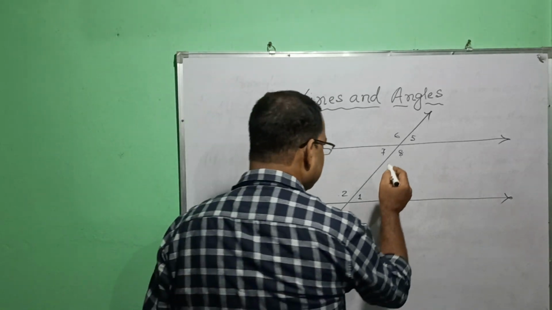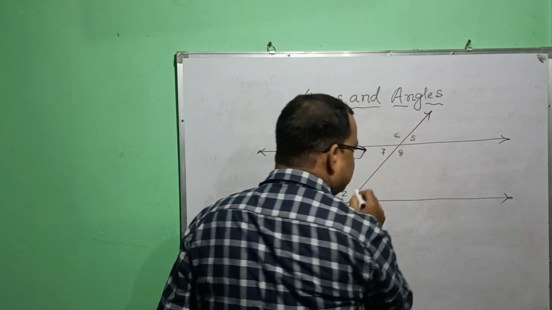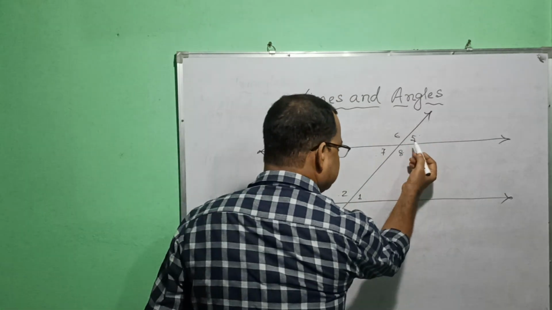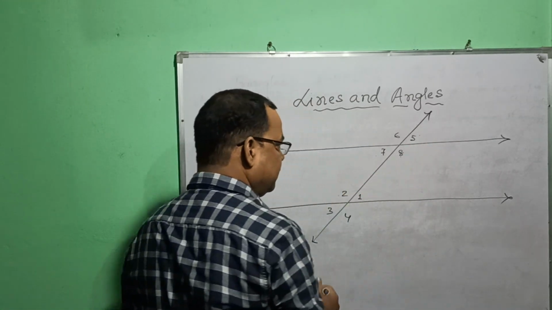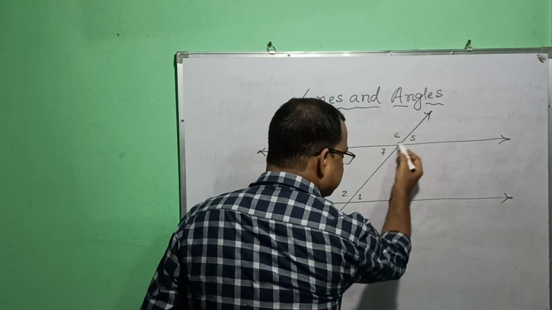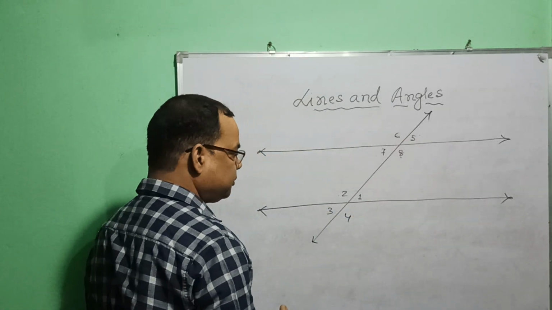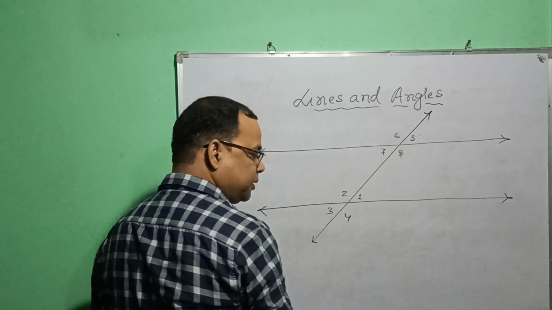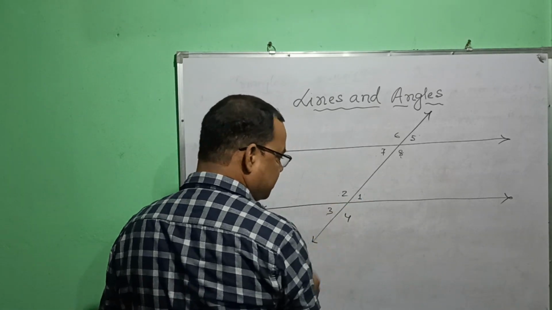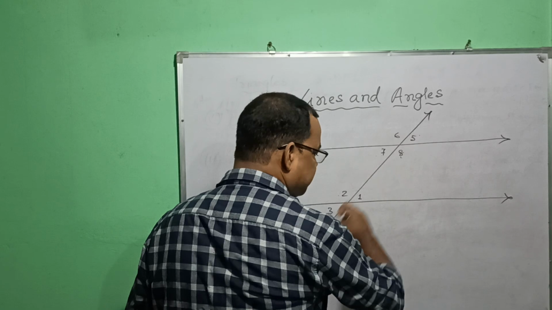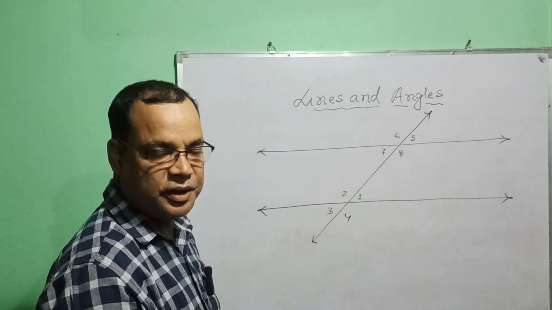Now we'll discuss the vertically opposite angles. Suppose we can see 5 and 7. They are just opposite to each other. And 6 and 8 are also opposite to each other. Here 1 and 3 are opposite to each other, and 2 and 4 are also opposite to each other. So these 4 pairs are known as vertically opposite angles.